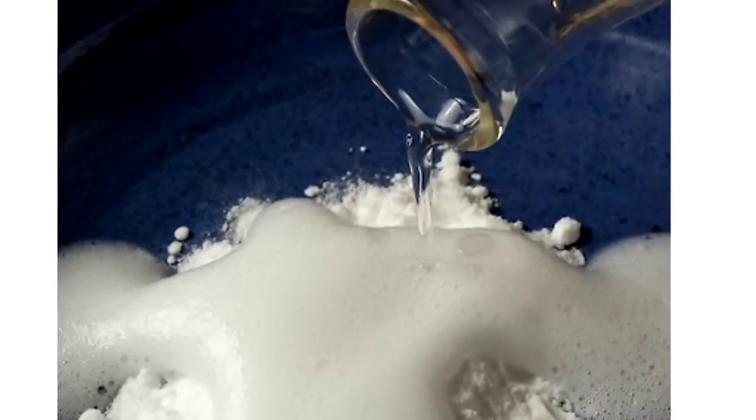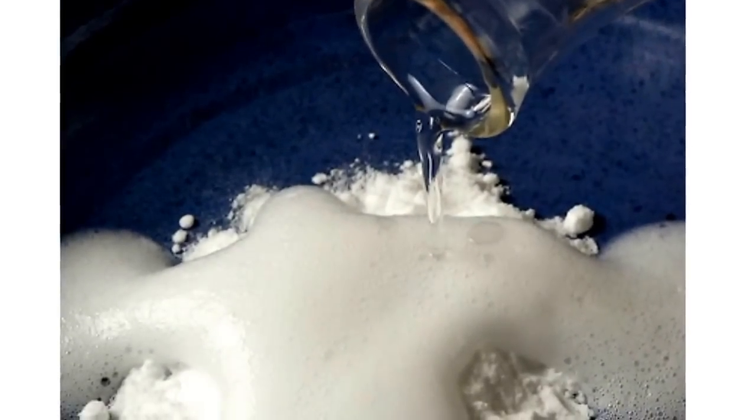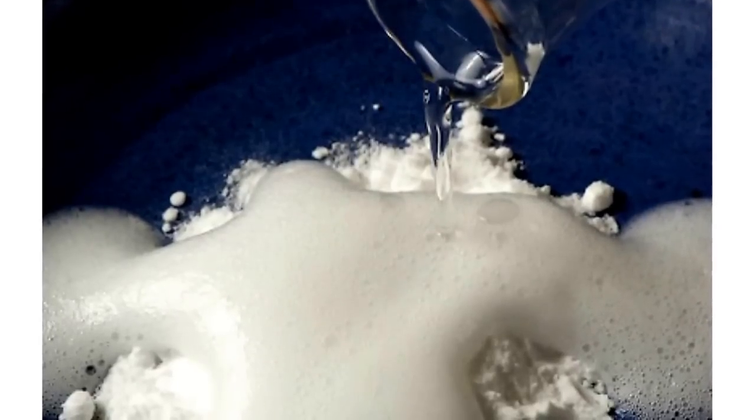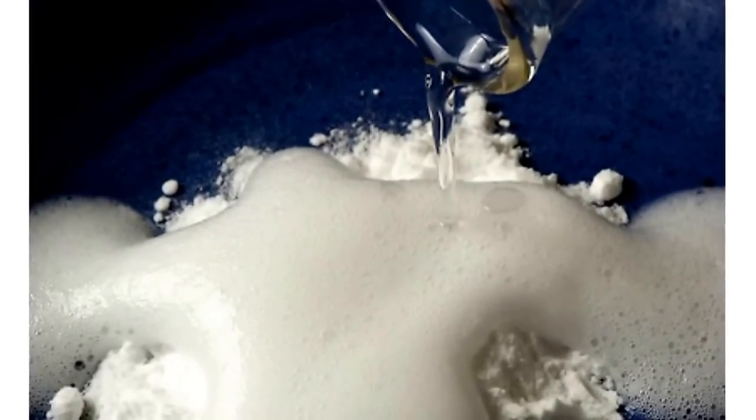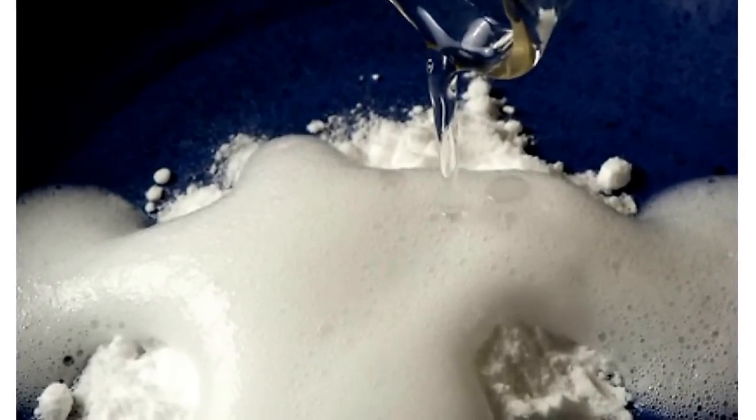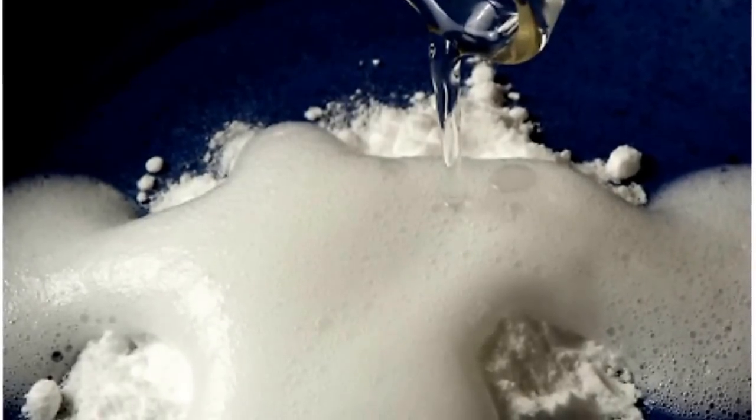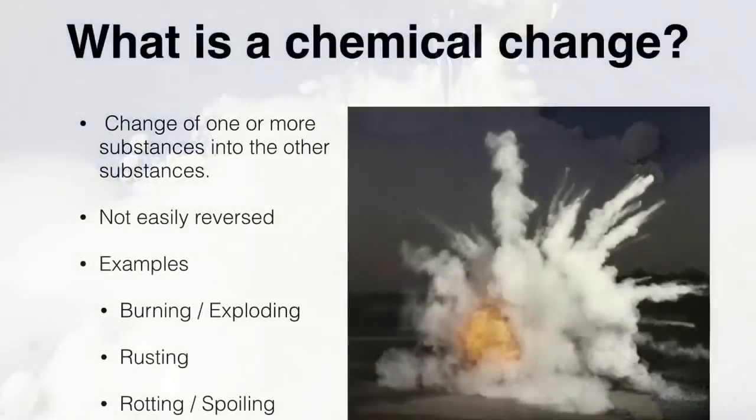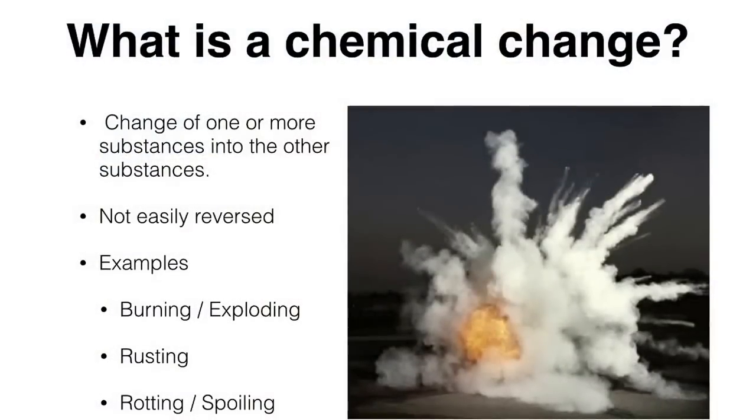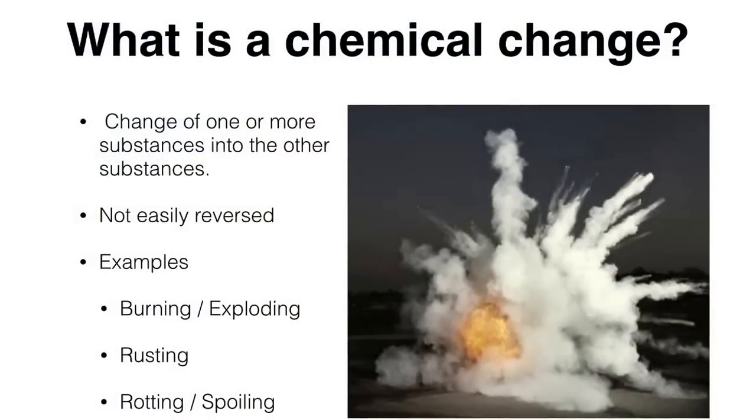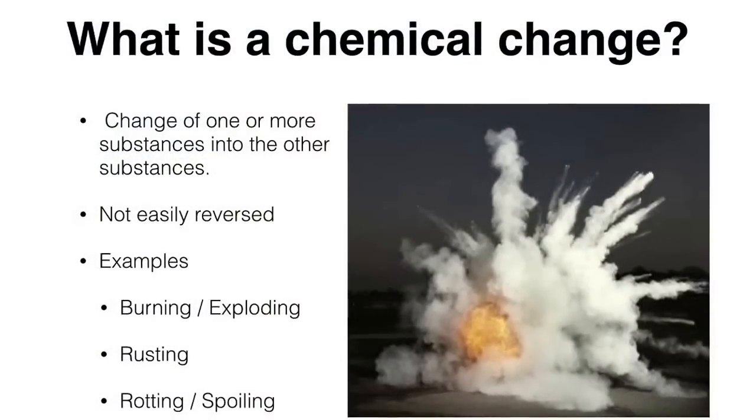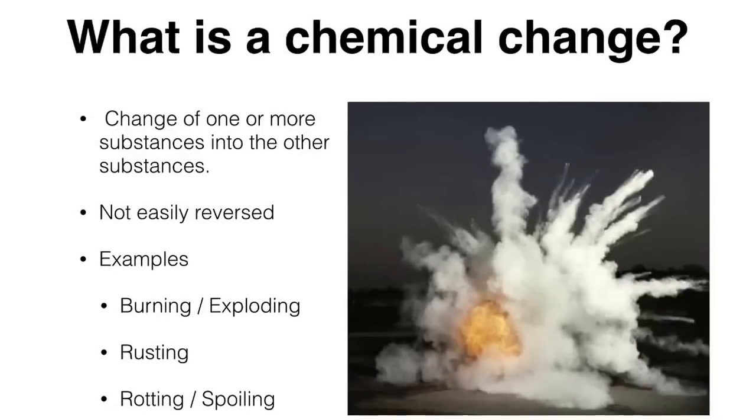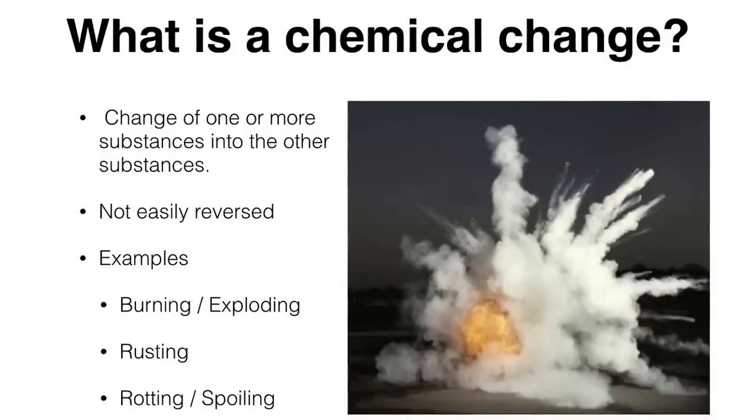What do you notice happening in this picture? Yeah, we can see there is a change happening. We have a liquid mixing with a powder that's a solid, and we get the presence of a gas forming. This is what we would call a chemical change. So these are changes where one or more of the substances changes into another substance. They are not easily reversed. Other examples include burning or exploding, rusting, and even rotting or spoiling.